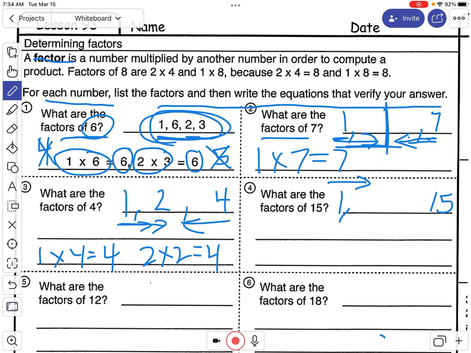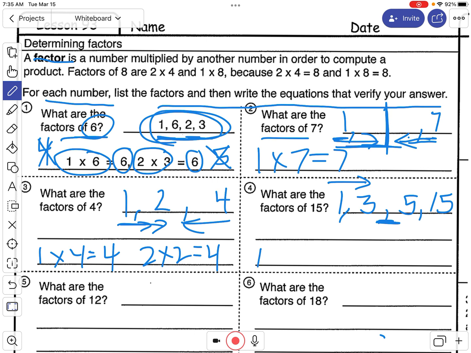What's the next number after 2? 3. Does 3 go into 15? Well, yes, it does. 3 times 5 is 15. Oh, look at how much space is left in the middle between 3 and 5. My curtain is closing, right? The only number left between 3 and 5 is 4. Does 4 go into 15? Of course not. 4 times 4 is 16. So I'm done. I've closed the curtain and I found all the factors.